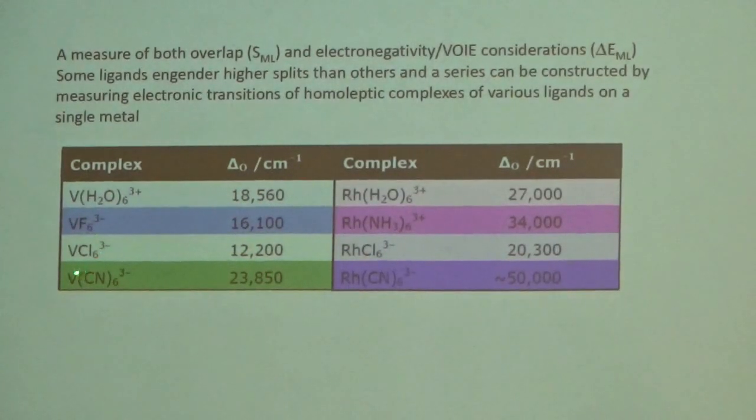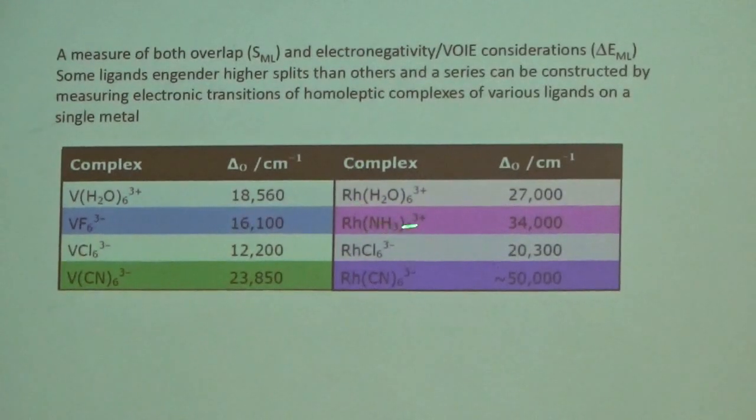If I have something like a fluoride or a chloride that is a much better pi donor, that actually reduces that gap, and you can see a change from 18,000 to 16,000 to 12,000, indicating that pi donation is causing a shrinking of the orbital energy separation between the d pi and the d sigma orbitals. Whereas if you give it something like a cyanide, you go in the opposite direction. You actually increase the orbital splitting, and the same sort of effect can be observed for rhodium, where you have, say, a rhodium water, amine, and a chloride. And you can see the different effects here.